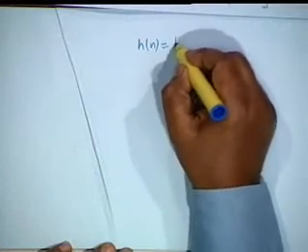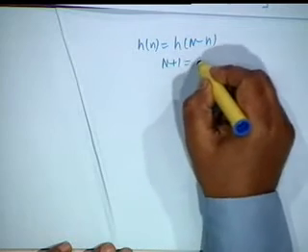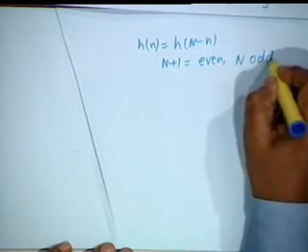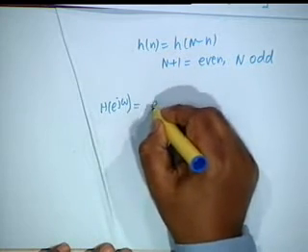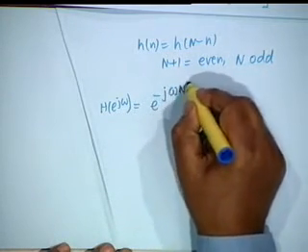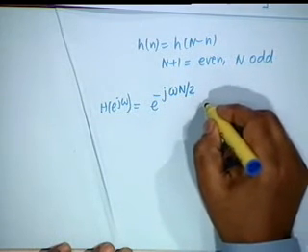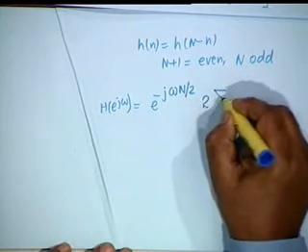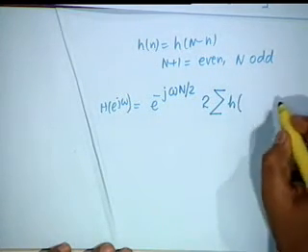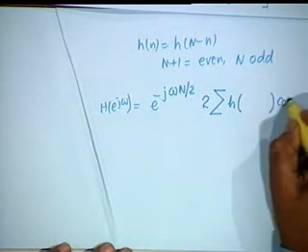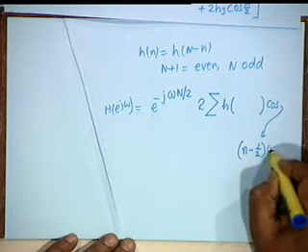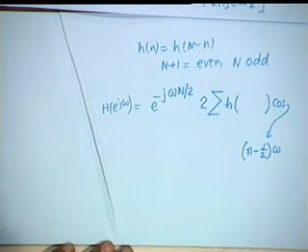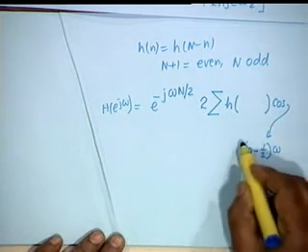And in general, if we take h of n equal to h of N minus n, and N plus 1 equal to even, that is capital N is odd, then capital H of e to the j omega is of the form e to the minus j omega N by 2, then it would be twice summation h of, let us see if we can fill this up, cosine of, let us write this as n minus half omega. Okay, cosine of n minus half omega.